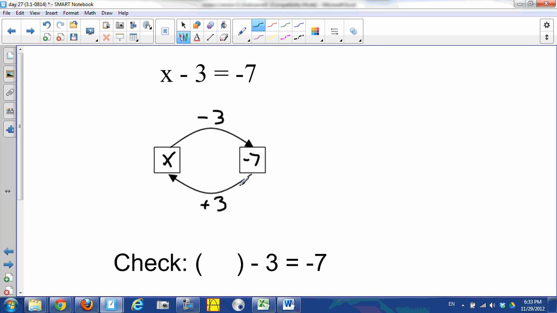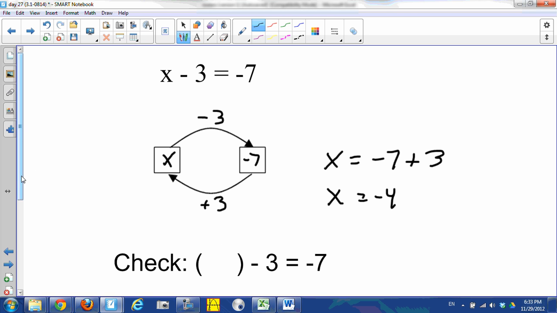So negative 7 plus 3. Well, what is negative 7 plus 3? x equals negative 7 plus 3, which tells us that x equals negative 4, as we saw before with the number line.